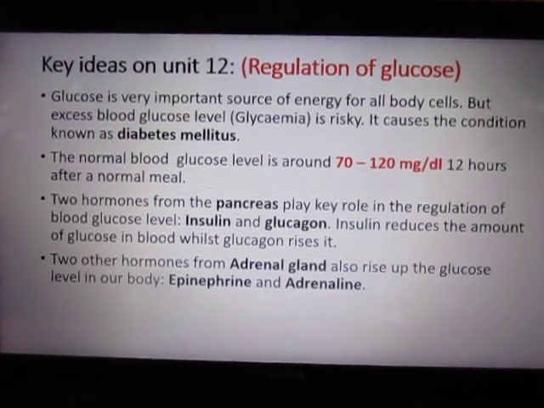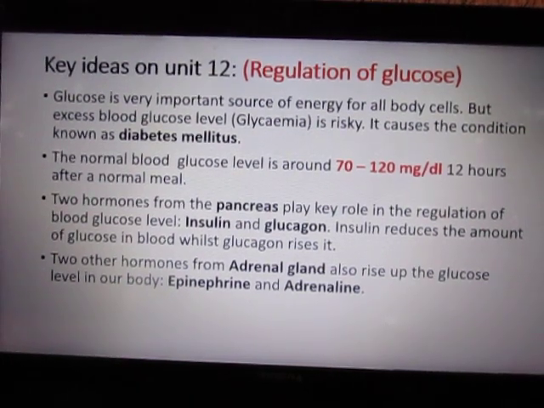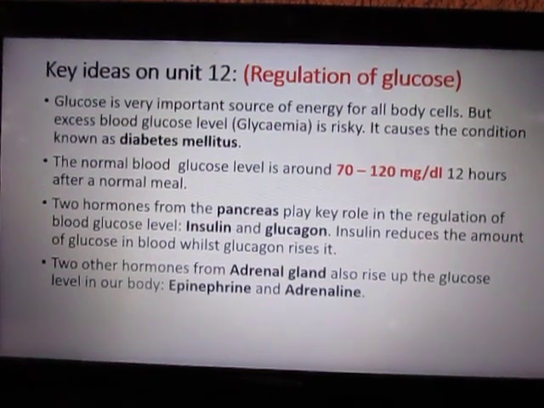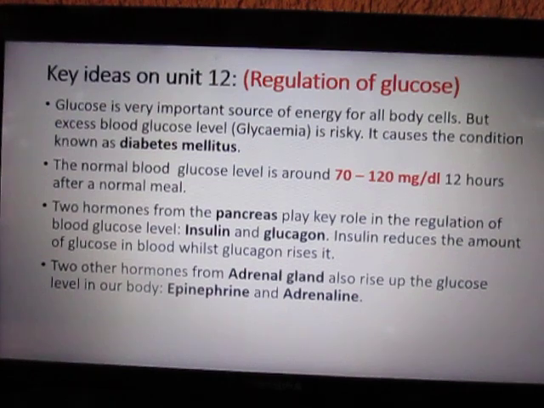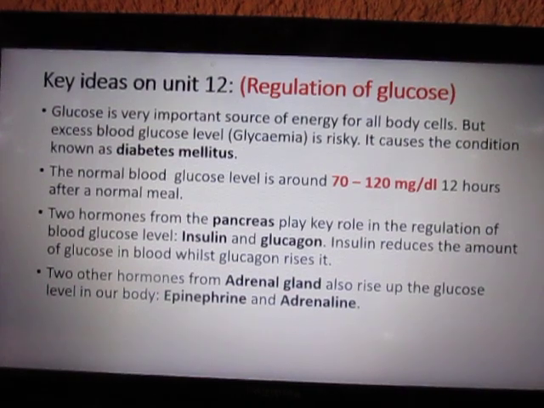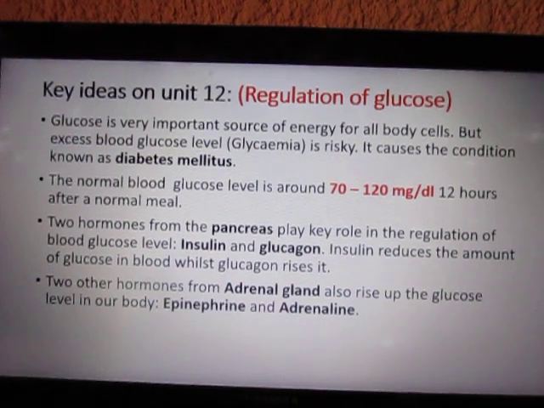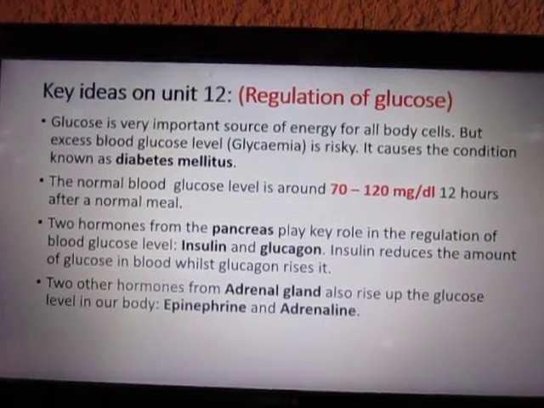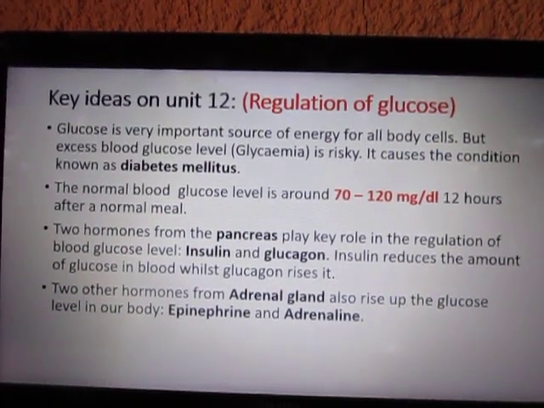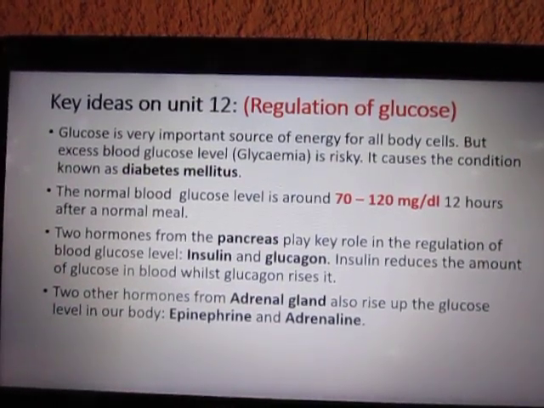But let's know that the normal blood glucose level of a human being is around 70 to 120 milligrams per deciliter. That should be 12 hours after taking a meal. So after you have eaten in the evening, we take 12 hours, then they can take a sample of your blood, they see if it is in that range, they say you are normal. But if it becomes too low, below 60, they say you suffer from hypoglycemia. And when it goes above 108, they say you suffer from hyperglycemia.